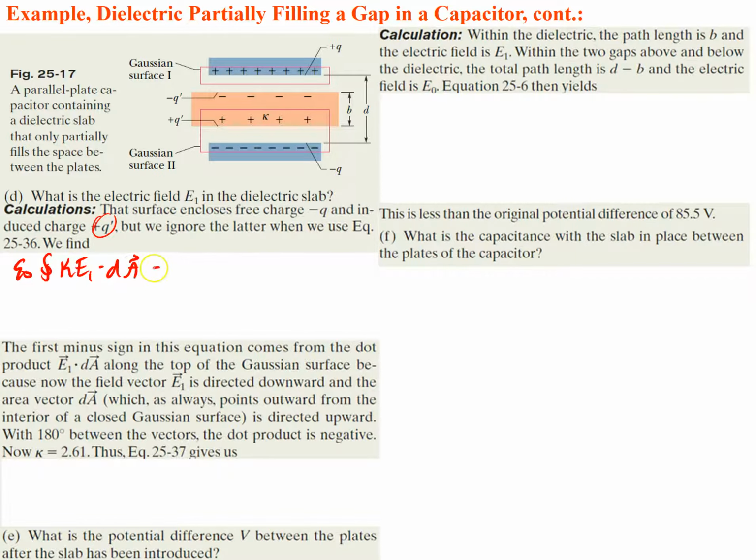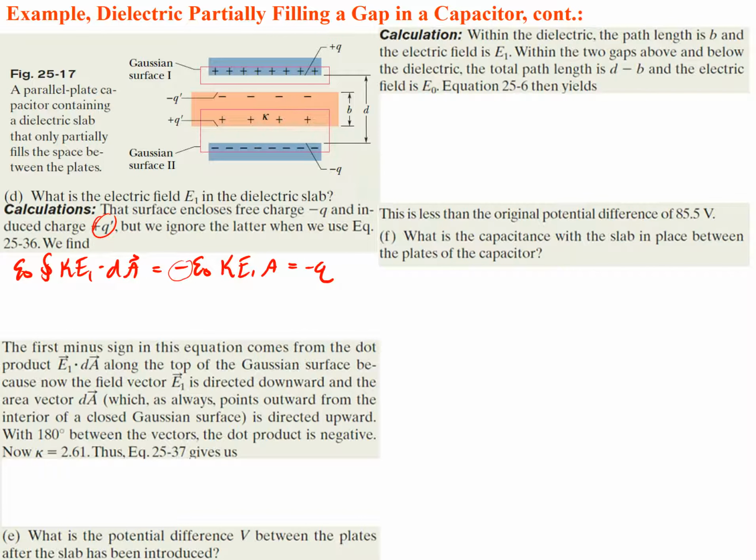Rearranging this and solving for our electric field. Actually, let's do that down there. All right, so first, let's say the first minus sign in this equation comes from the dot product E1 dot dA along the top of the Gaussian surface. So this ends up being, you end up getting a negative sign because the surface is going opposite of the electric field.